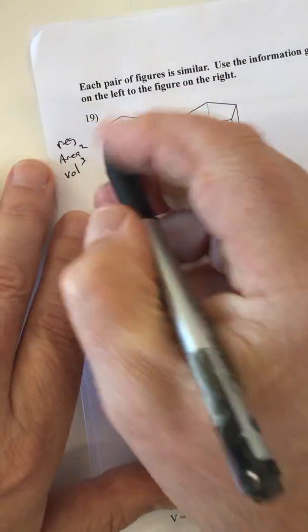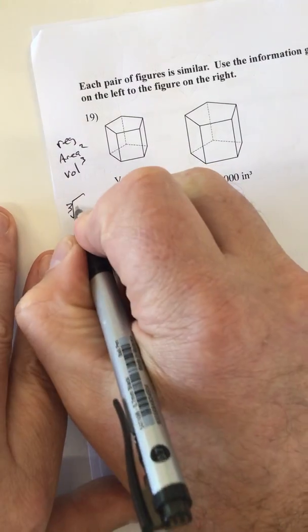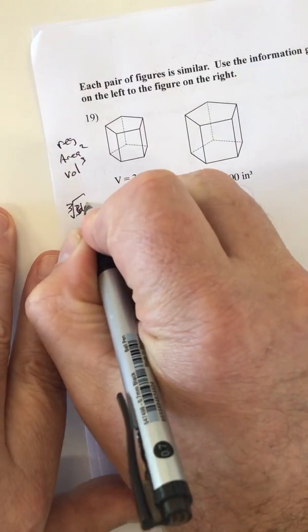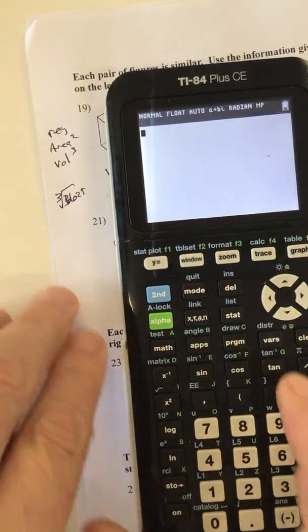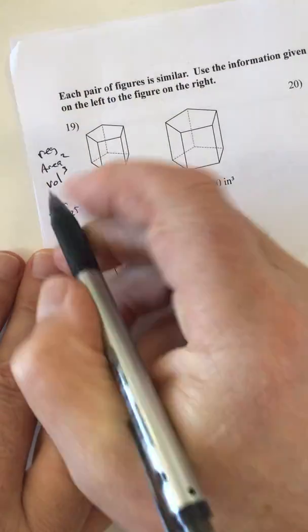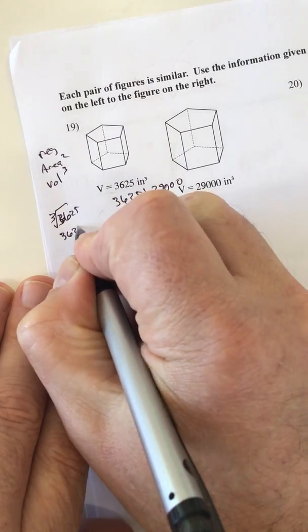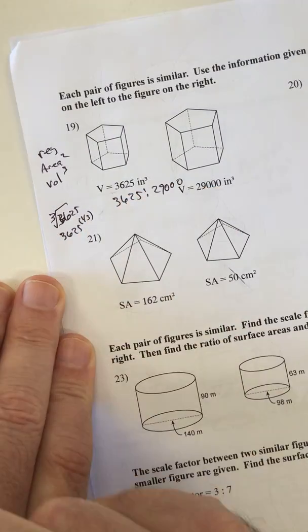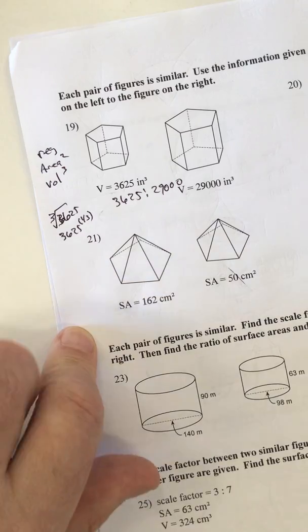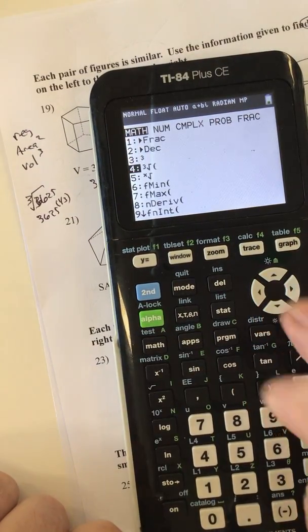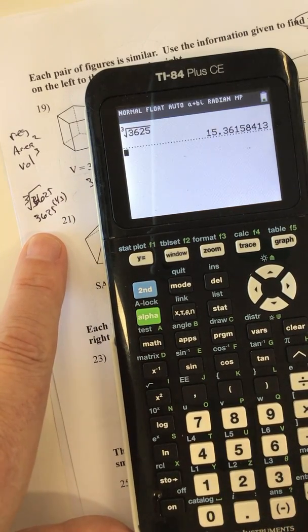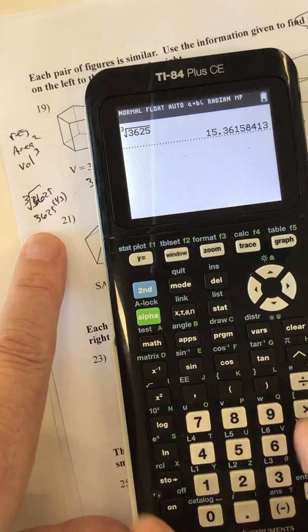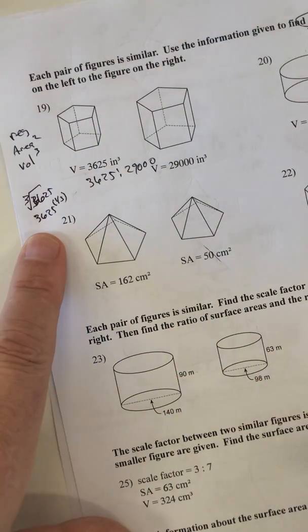So we need the third root of 3625. Here's how I like to do it. Third root and 3625 to the 1/3 power are the same thing. There's a third root button, which is fine. You could use your third root button of 3625 if you know where to find it. Or we can do it to the 1/3 power.